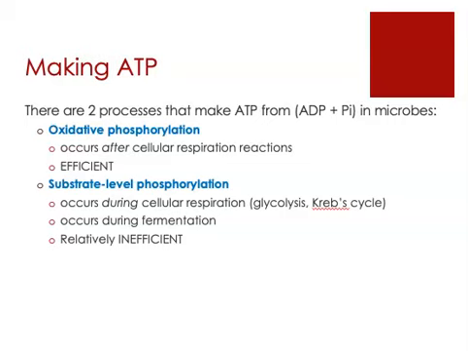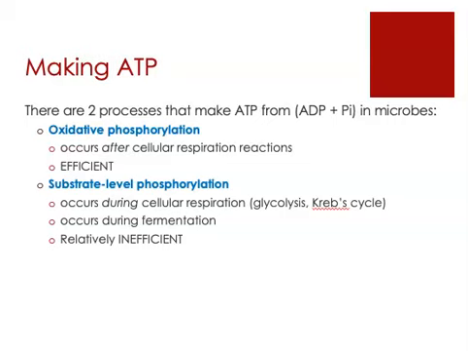Very efficient. The other mechanism is substrate level phosphorylation, and we talked about this in the last lecture series. Substrate level phosphorylation is a process that makes ATP, but this one occurs during cellular respiration. Specifically in the first part of respiration, what we think of as glycolysis, and in the part of cellular respiration called the Krebs cycle. Two times when a small amount of ATP is being made. This is not a particularly efficient way to make ATP. You get a relatively few molecules of ATP for each molecule of glucose.